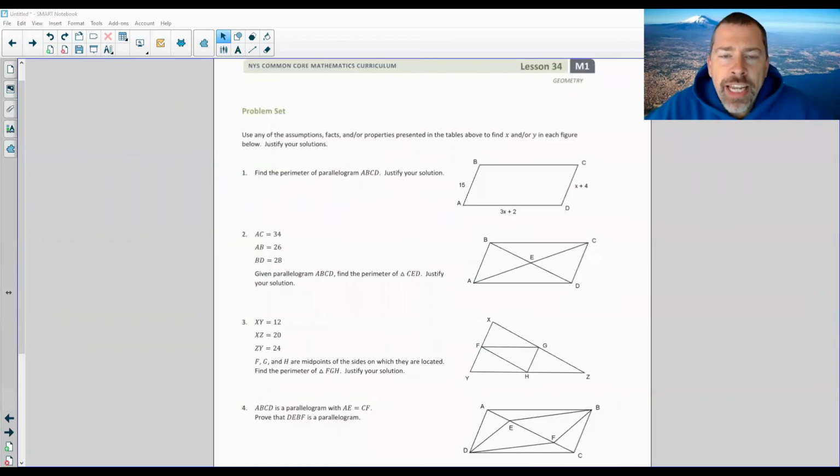Okay, this brings us to the end of lesson 34 and the end of module 1. These last two lessons, 33 and 34, are really good references to a study guide for your unit test. So do the problem set here, lesson 34, and good luck on your test.